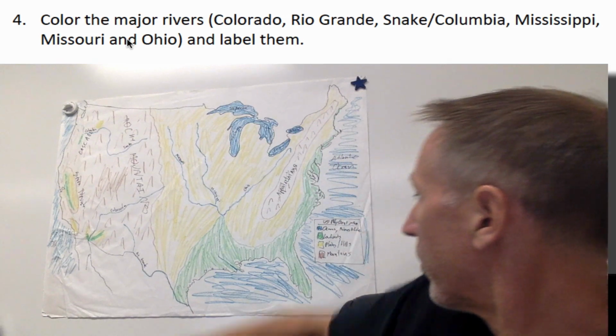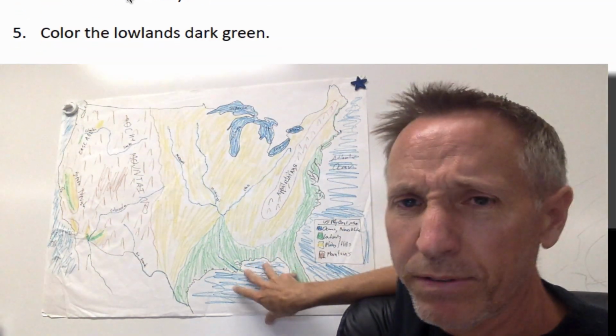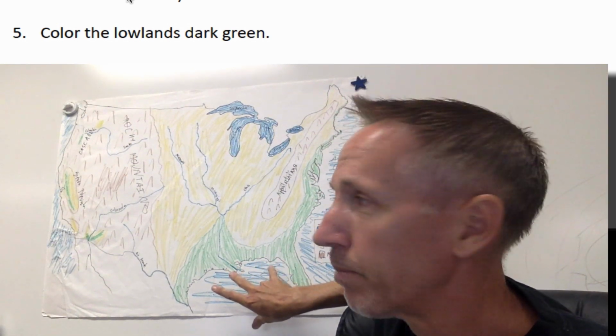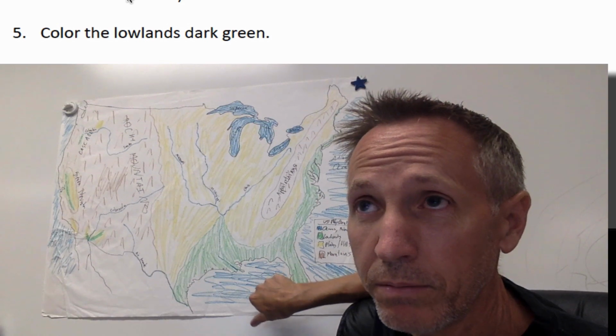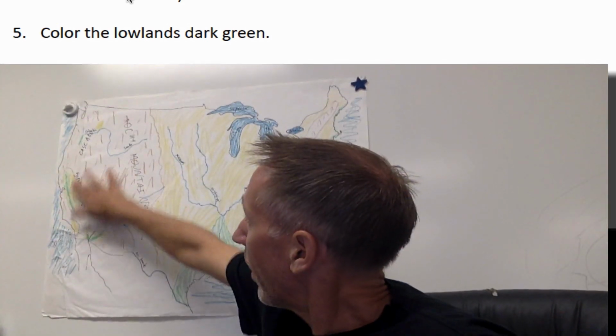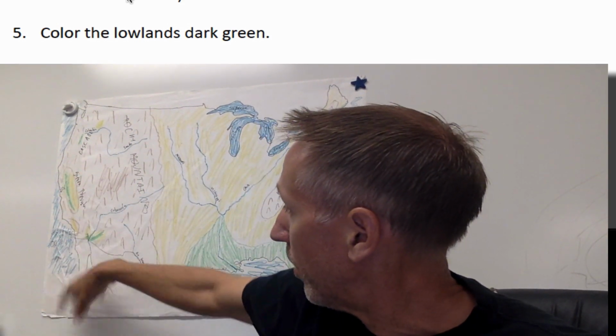Color the lowlands dark green, most of the East Coast, all of Florida, and a lot of the South. You ever been to Florida? It's flat. Second highest mountain in Florida, you know what it is? Space Mountain in Disney World. Second highest mountain. That's pathetic. Anyway, and we have some lowlands in a valley up here, in our valley, and then down around where the Colorado meets what's today's Mexico. Okay?